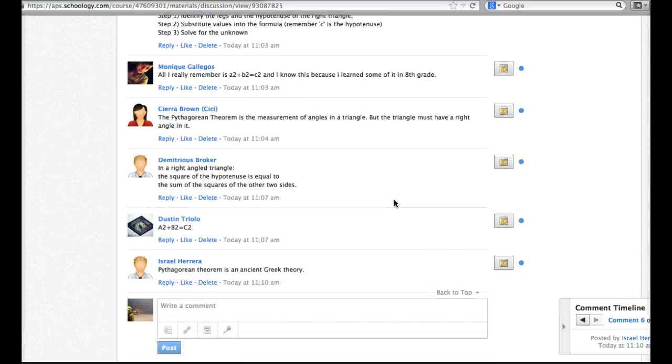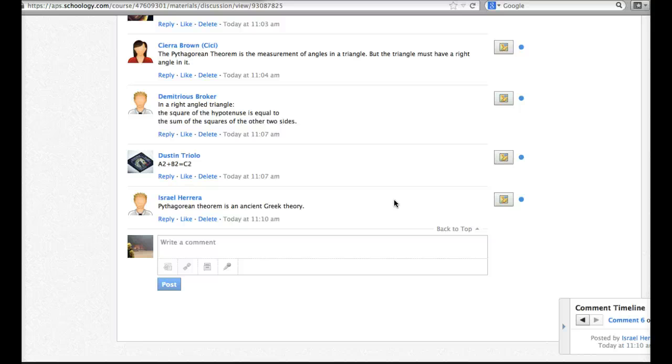Demetrius, it is a right-angled triangle, and the square is equal to the sum of... okay, good. So you know the formula, but again, what does it measure? Dustin, what does it measure? And Israel, it is an ancient Greek theory, true. So what is the theory and what does it measure? So that's a little more detail that I would like to see. Make sure you guys try to answer the questions completely and in their entirety.